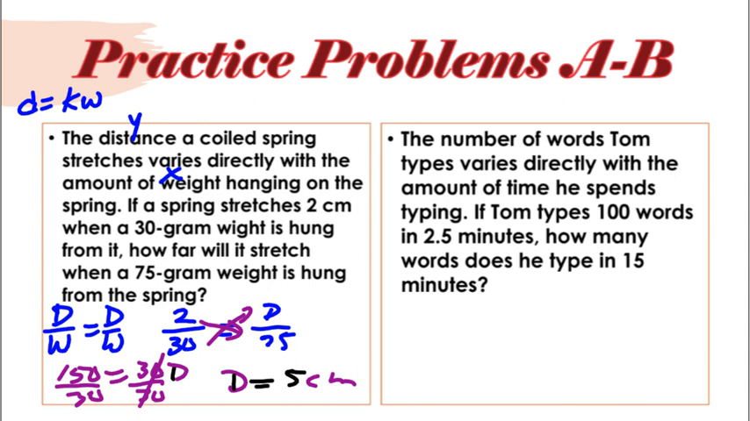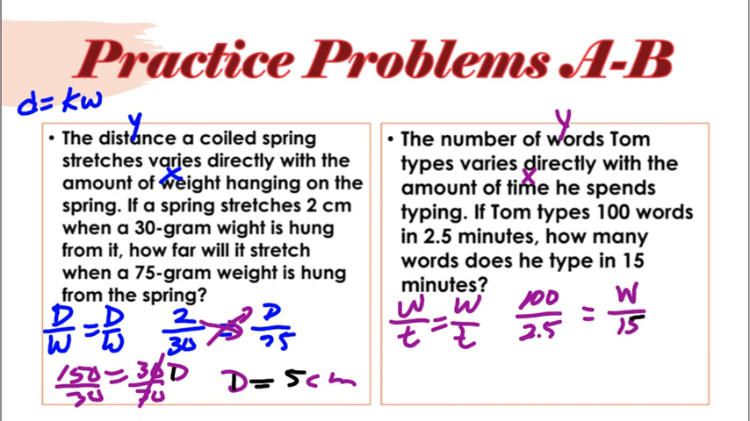On the second one on here, the number of words Tom types varies directly. So the words would be our y, directly with the amount of time, t would be our x, he spends typing. So if Tom types 100 words in 2.5 minutes, how many words does he type in 15 minutes? So y divided by x, so words divided by time equals words divided by time. Words, 100, 2.5 minutes, is the same as how many words in 15 minutes.